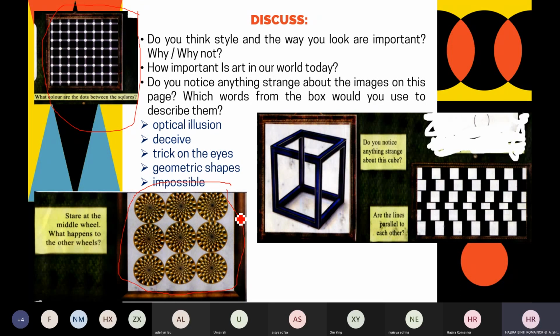Azwa, what happened to other wheels? Azwa. Big. Awak pandang yang wheel dekat tengah tu yang keliling dia jadi besar? Is it? I don't know. What about you, Syafi'i? Hole. Lubang-lubang kat tengah je. Oh, you see a hole.